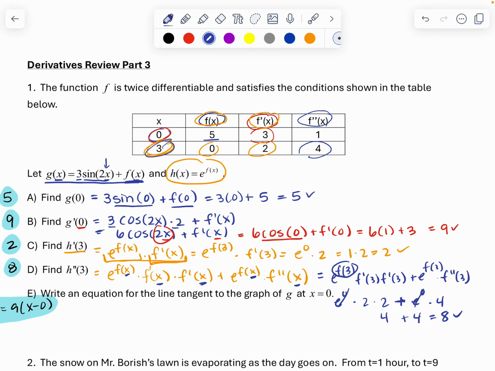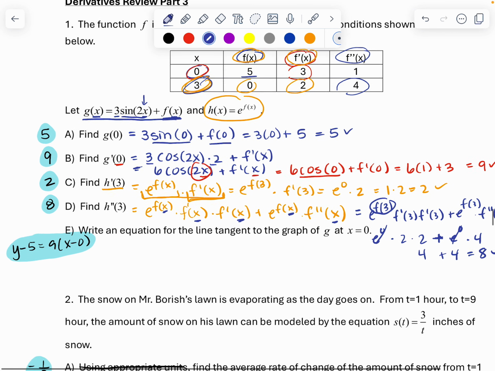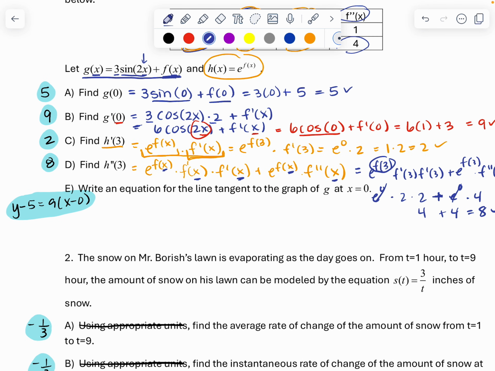So that's going to be 8. And then the last one, write an equation for the line tangent to the graph of g at x equals 0. So I need a point and I need a slope. Now you guys look, I found a lot of stuff in parts A, B, C, and D, which probably means I can use some of this.